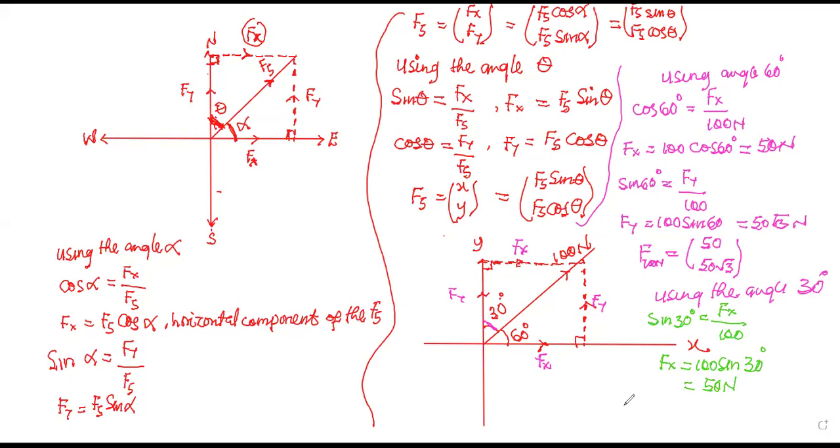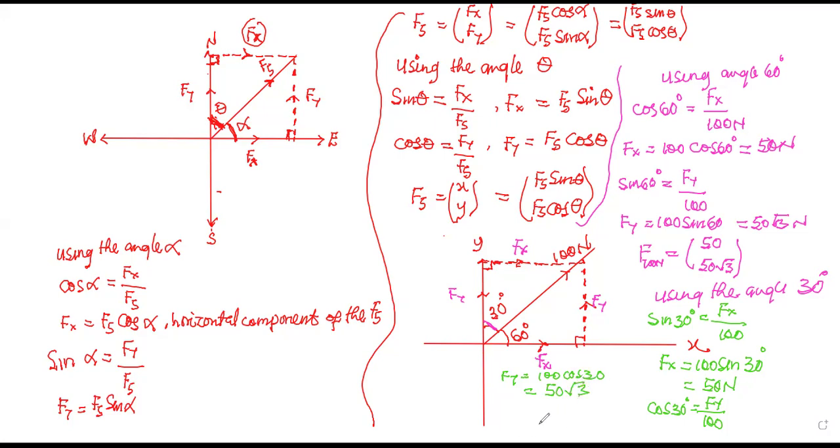Then the adjacent, which is Fy. If I take cosine of 30, it is equal to the adjacent, which is Fy, on the hypotenuse 100. Therefore, Fy is also 100 times cos 30. Cos 30 is root 3 on 2, so 50 times the root of 3.